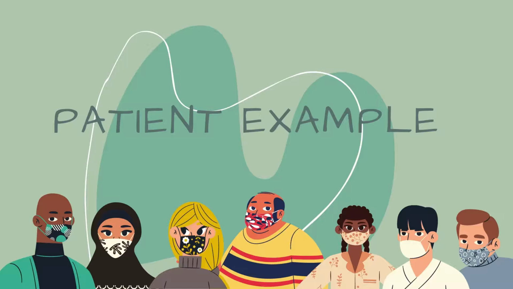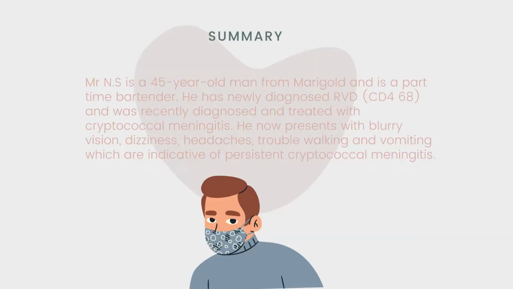So the summary of this patient: Mr. Ennis is a 45-year-old man from Marigold and is a part-time bartender. He has newly diagnosed RVD and was recently diagnosed and treated with cryptococcal meningitis. He now presents with blurry vision, dizziness, headaches, trouble walking, and vomiting, which are indicative of persistent cryptococcal meningitis.